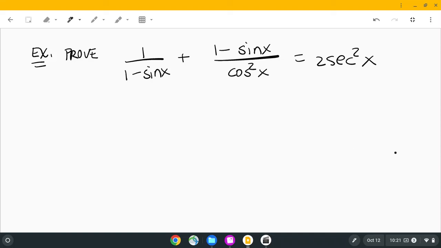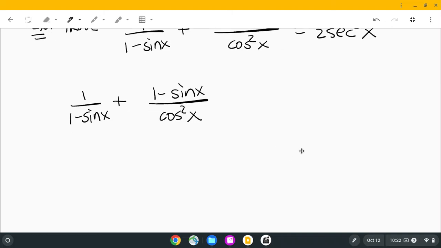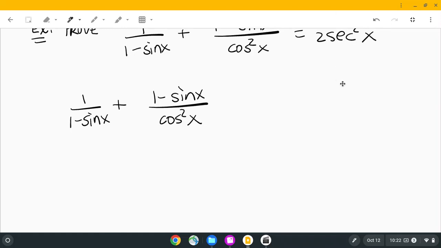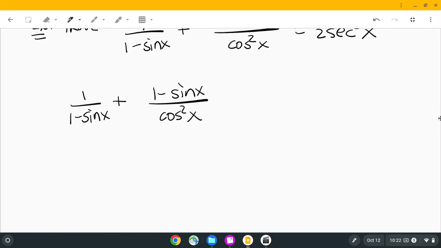I'm going to do the left-hand side. That looks more complex than the right-hand side. Maybe try this one and see if you're able to get this. What is it supposed to look like? 2 secant squared. I'm going to add these fractions together. I need the LCD, which is 1 minus sine x times cosine squared x.